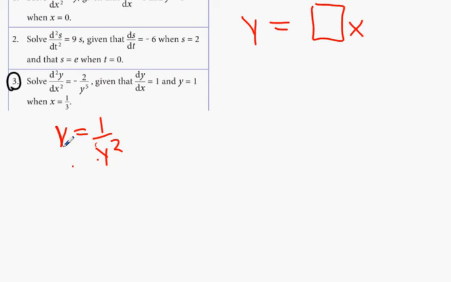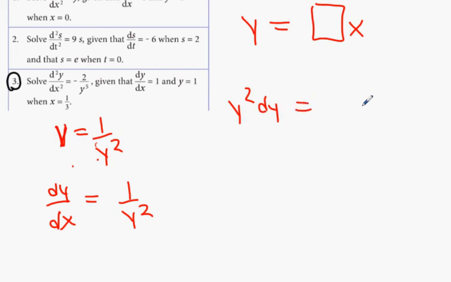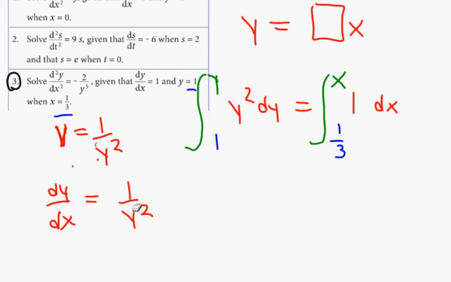So, that's phi, looks like a y. Now, phi is the dy dx, and that's 1 over y squared. Cross multiply, y squared dy equals 1 dx. Now, integrate, x here, y here. Now, what are the lower limits? 1 and a third. Okay.